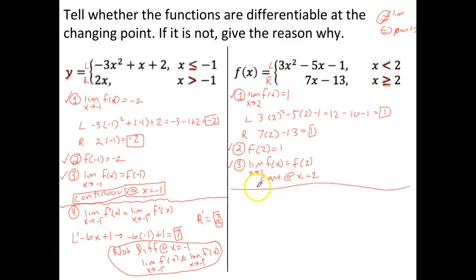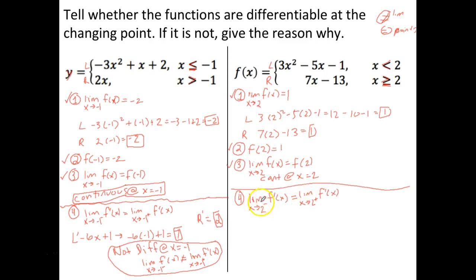Now we got to check if it's differentiable. So fourth rule. Write it out to yourselves, okay guys? This is important. The limit as x approaches 2 from the left, we're talking about the slopes, so f prime of x, it needs to equal the limit as x approaches 2 from the right. We're talking about the slopes.